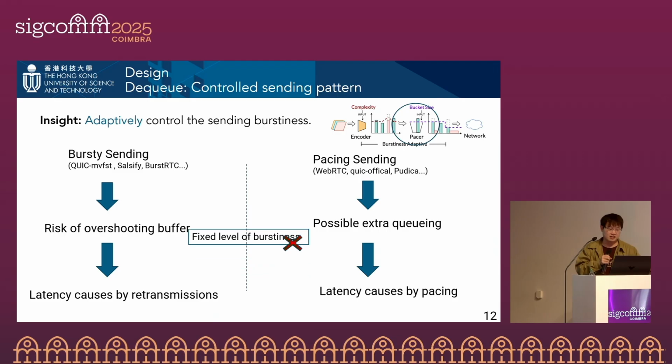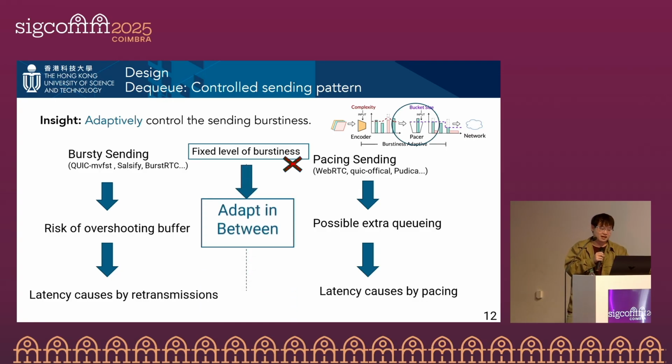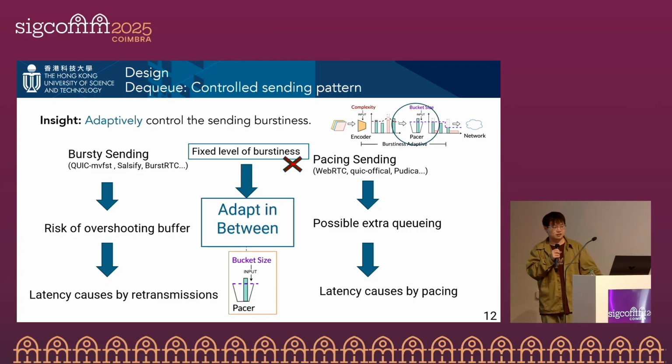And the reason for that is they have a fixed level of burstiness. That's not what we want. What we want is to adapt between the two. So in ACE, what we propose is to control the bucket size of a token-based pacer. A token-based pacer basically means a token bucket here. A token bucket allows bursts, right? And we control its core parameter, the bucket size, so that we can determine the maximum burst value that we can send to the network.